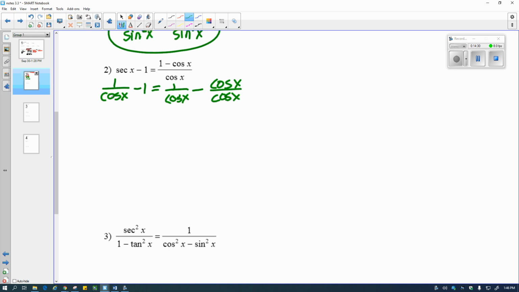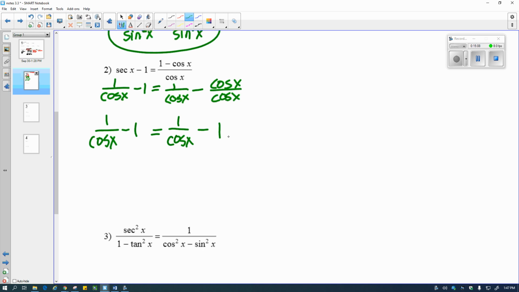And I notice that I have a 1 over cosine x and a 1 over cosine x. Now I have to figure out, is there any way that I can rewrite 1 so it looks like cosine x over cosine x? Or I could work off of this right-hand side. Is there any way I could write cosine x over cosine x to look like 1? Well, I definitely can, because it equals 1. So I can go through that and I'll leave now the left-hand side alone, and I'll adjust the second half of the right-hand side.